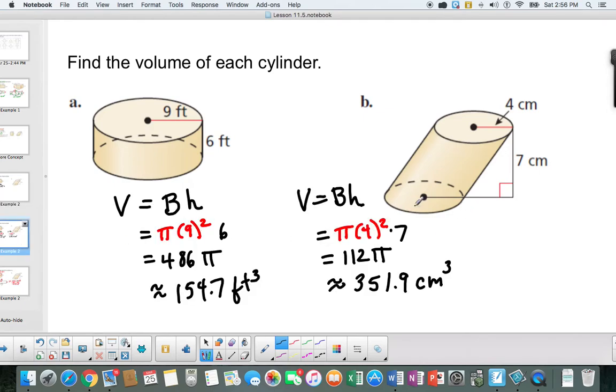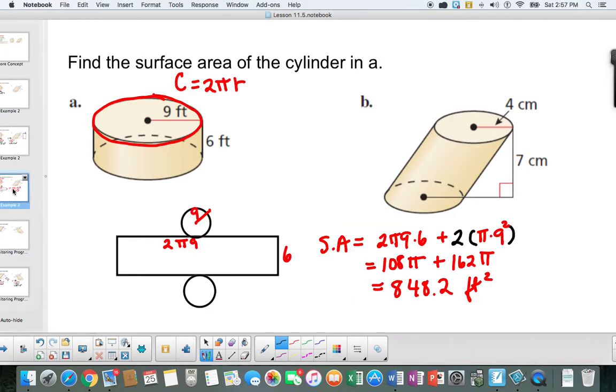Now, remember Cavalieri's principle, even though this is leaning, it's going to have the same volume as a cylinder that's standing straight up like this, where we use 7 again as the height and 4 as the radius.